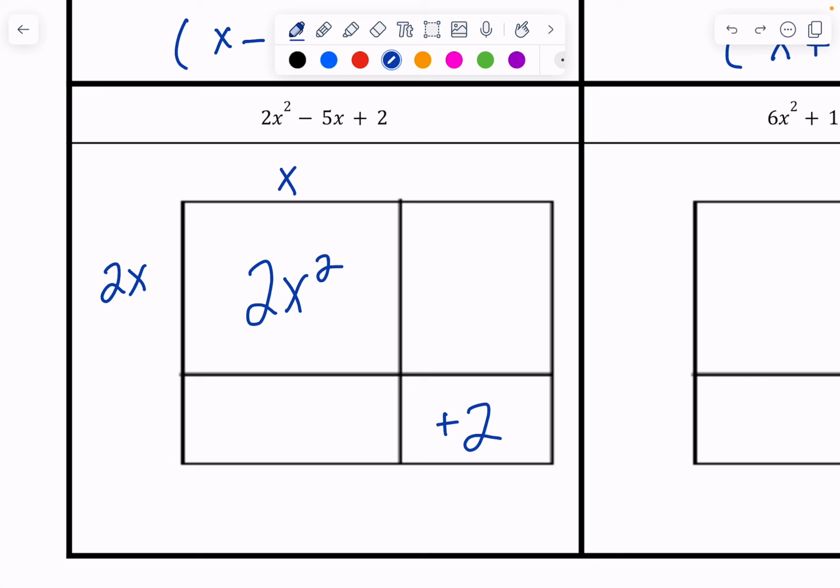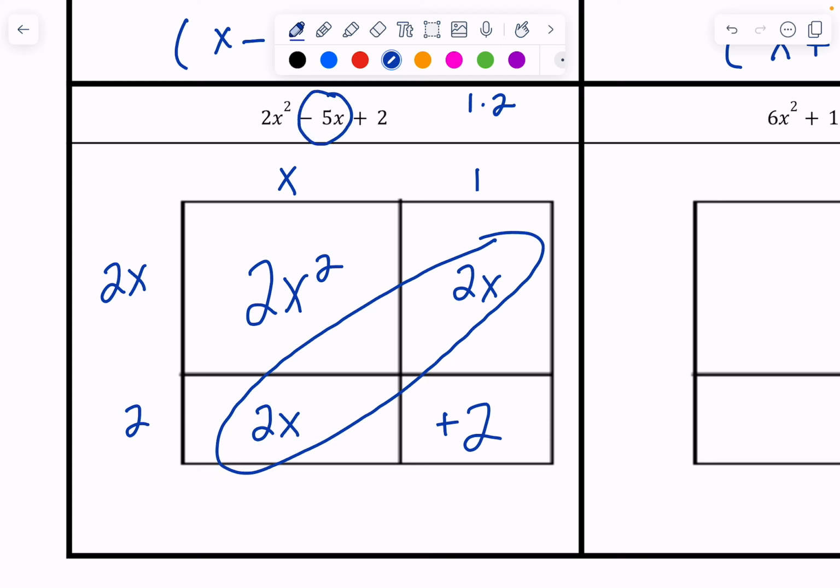Okay, so now we want to multiply to get 2. So that'd be 1 times 2 or 2 times 1. And we want to have a negative 5x here. So we'll figure that one out later. But because we want a positive 2, we don't have to think about difference anymore. So we could either put a 1 here and a 2 here or vice versa. If I leave it this way, my area for this one would be 2x, and my area for this one would be 2x. And when I combine these two, I get 4x, and I want 5x. So hopefully you can see that one's not the right order.